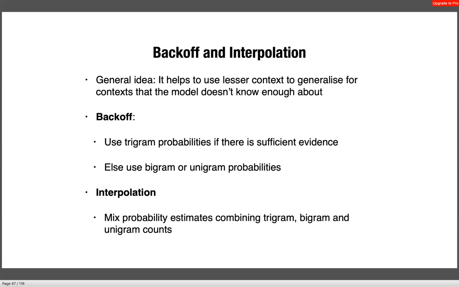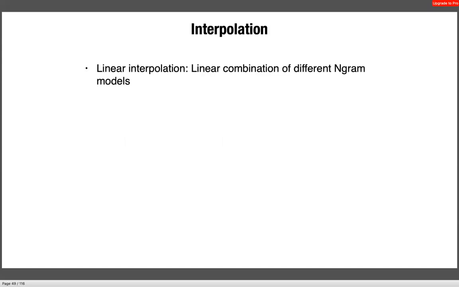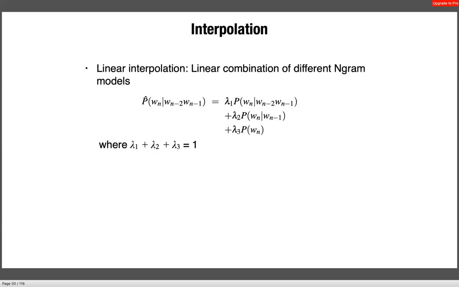In a few slides, we will formally talk about what a backoff probability distribution for an LM looks like. And interpolation just means that you interpolate two probability distributions. It's about mixing probability estimates coming from trigram models, bigram models, and unigram models. So what would interpolation look like? We can look at the simplest scheme, which is linear interpolation, where you linearly combine the probabilities from different n-gram models.